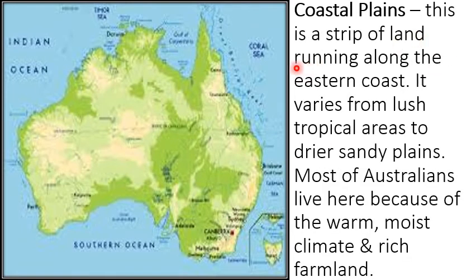Coastal plains. In the Eastern Highlands, the coastal plain is a strip of land running along the eastern coast. It varies from lush tropical areas to drier sandy plains because of the warm, moist climate and rich farmland. This is very much liked by Australian people. So most of the Australians live in the coastal plains.